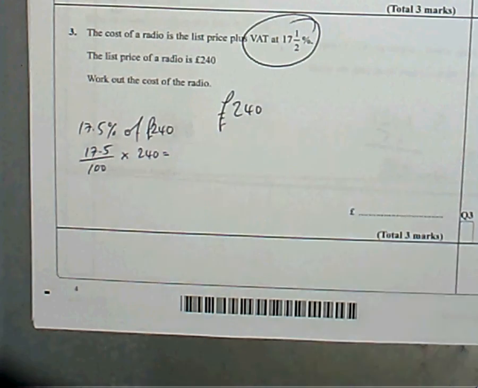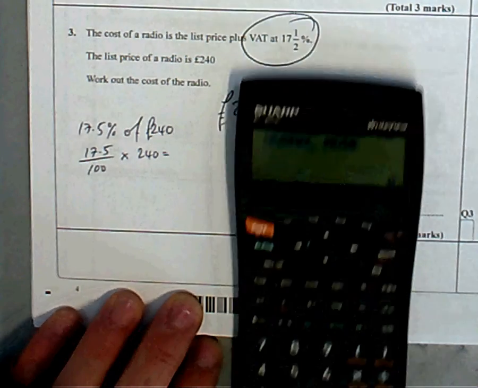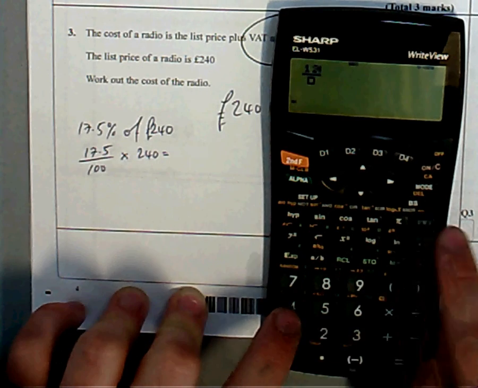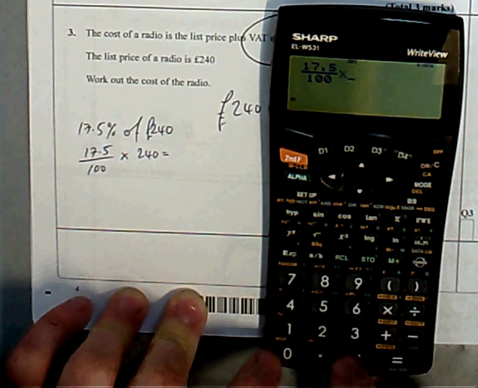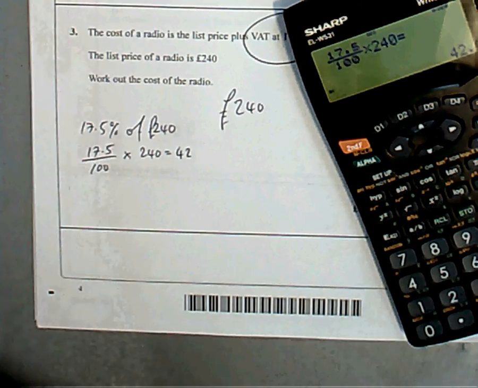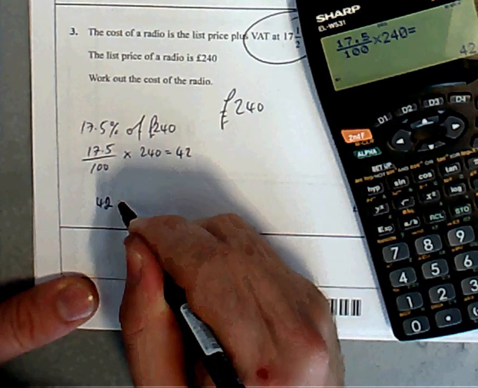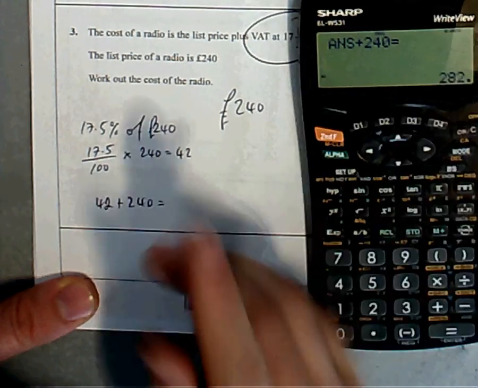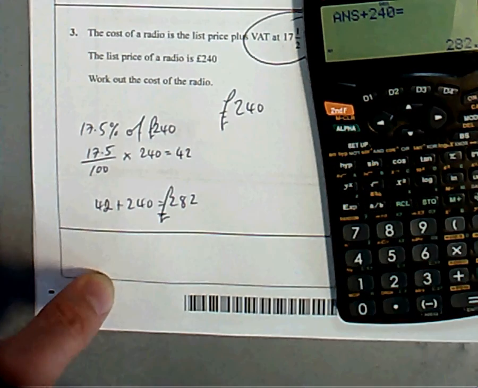Get your calculator. Again, using the fraction button is going to make you successful with the calculator. So 17.5% of 240 equals 42. That's just the amount that's going to need to be added back on. So you add 42 and 240 to get the overall price. Let's do it because I'm lazy. So the actual value of that radio is 282.